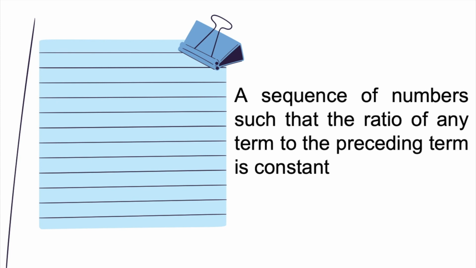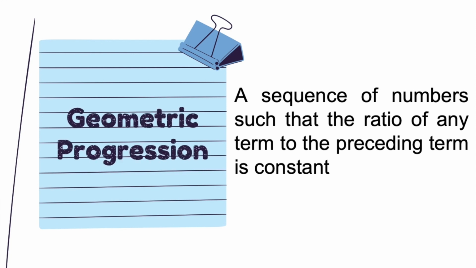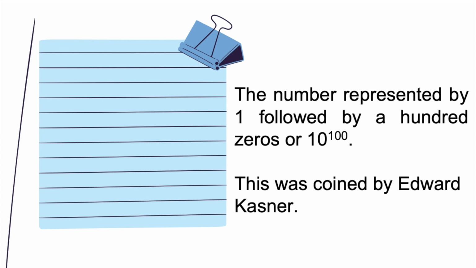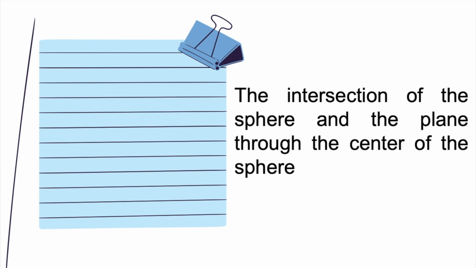A sequence of numbers such that the ratio of any term to the preceding term is constant. Geometric progression. The number represented by 1 followed by 100 zeros or 10 raised to 100. This was coined by Edward Kasner. Google. The intersection of the sphere and the plane through the center of the sphere. Great circle.